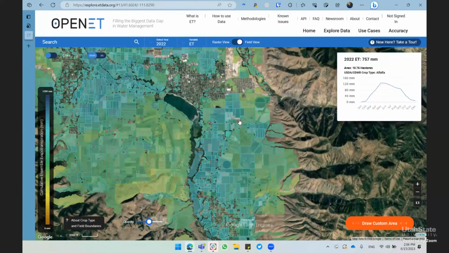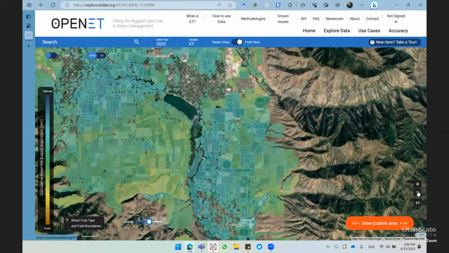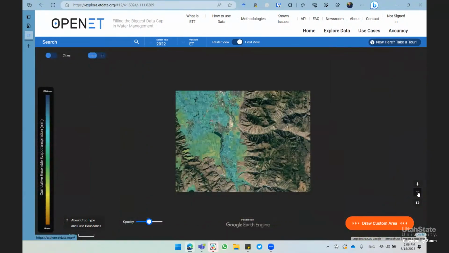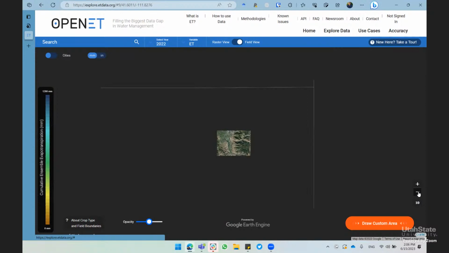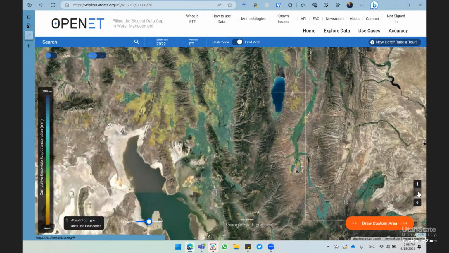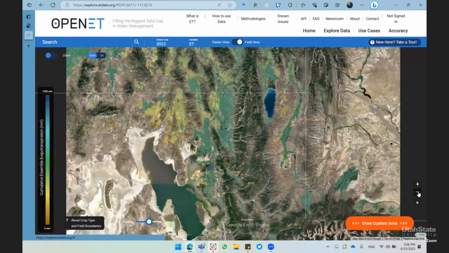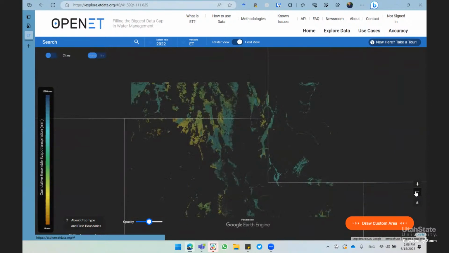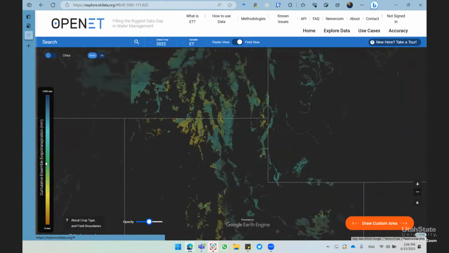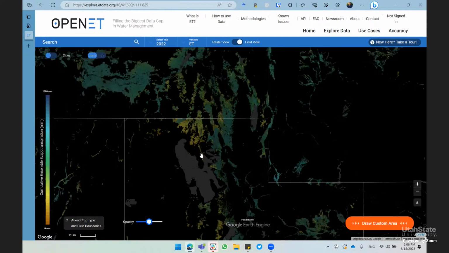Yes. If you are, click on any field. View. You have to be in the view, it has to be field view. View what? Explore data, then field view. Field view. Uh-huh.